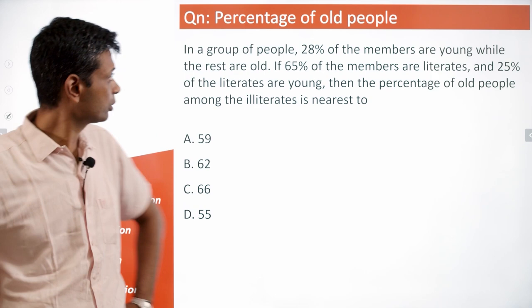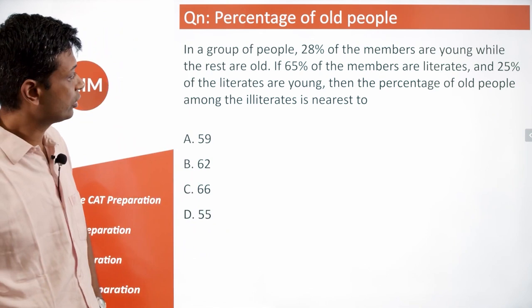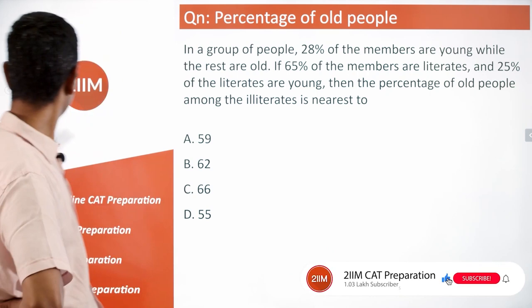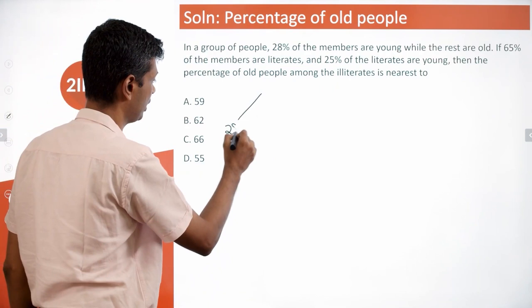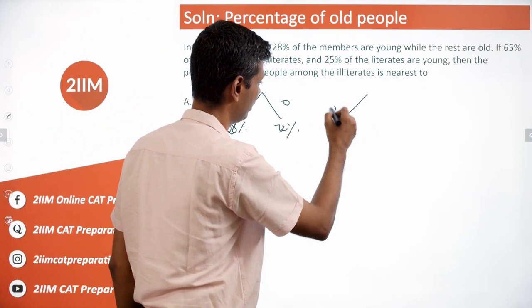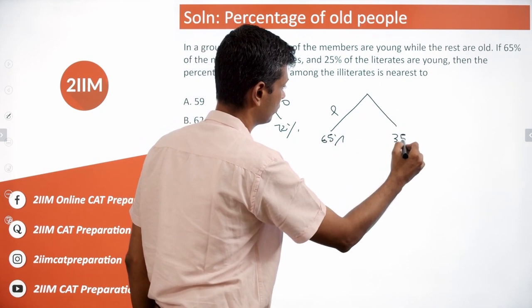Let's look at this one. This again with the percentages. Should be interesting. In a group of people, 28% of the members are young while the rest are old. 65% of the members are literate. And 25% of the literates are young. The percentage of old people among the illiterate is nearest to. Look at this one. Should be simple. 28% are young, rest are old. So, 28% young, old is 72%. The standard template, 65% are literates. So, literates 65%. So, 35% are not literate.